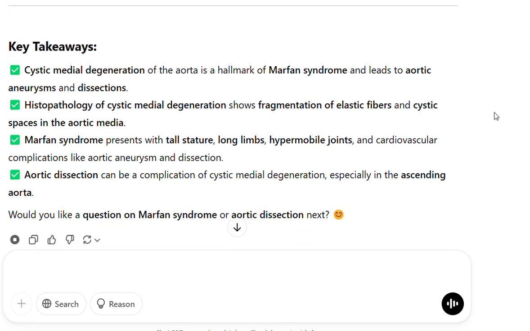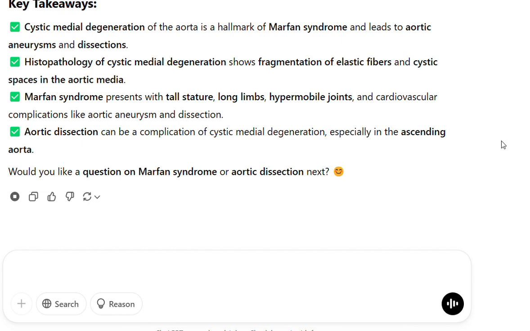Key takeaways: cystic medial degeneration of the aorta is a hallmark of Marfan syndrome and leads to aortic aneurysms and dissections. Histopathology of cystic medial degeneration shows fragmentation of elastic fibers and cystic spaces in the aortic media. Marfan syndrome presents with tall stature, long limbs, hypermobile joints, and cardiovascular complications like aortic aneurysm and dissection. Aortic dissection can be a complication of cystic medial degeneration, especially in the ascending aorta.